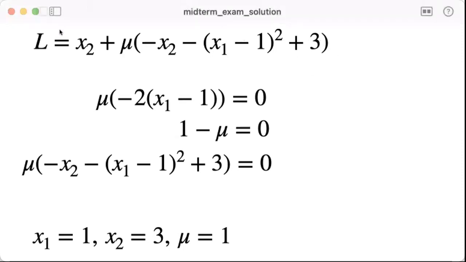From this Lagrange function, we find the partial derivative with respect to x1 first. This term becomes 0, this becomes 0, so we have only this term times mu. Mu is constant in that case, so it's mu times minus 2 of x1 minus 1, which equals 0.